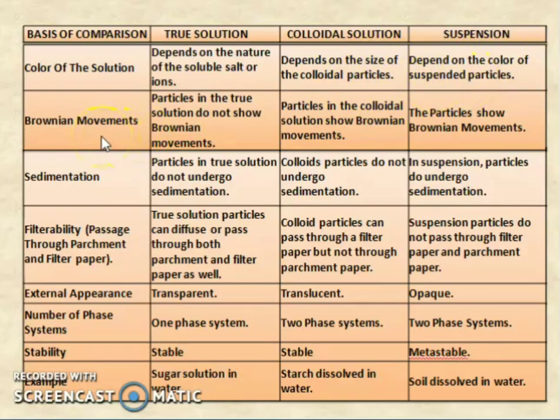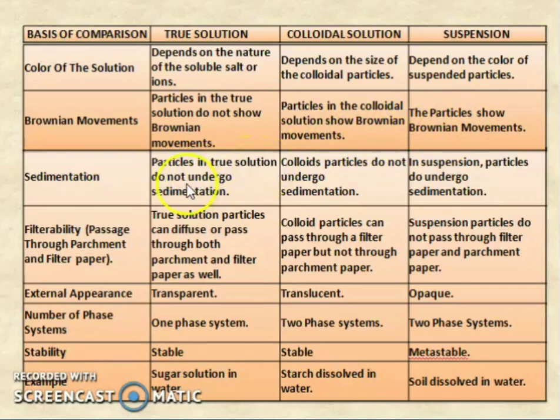Brownian movement. So what is Brownian movement? The colloidal particles are in a state of constant random motion in zigzag paths, and that is what we call Brownian movement. It is due to collisions between the colloidal particles themselves. So when collisions happen, they show Brownian movement. Only the colloidal particles show this Brownian movement. The particles in true solutions do not show Brownian movement. The particles in colloidal solutions show Brownian movement.